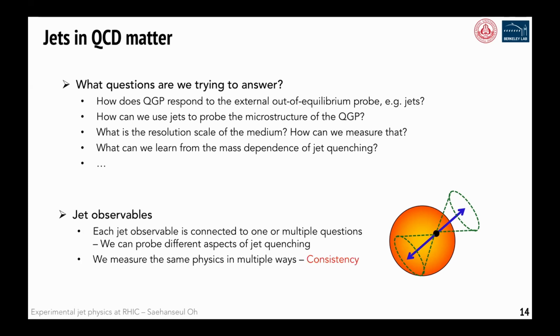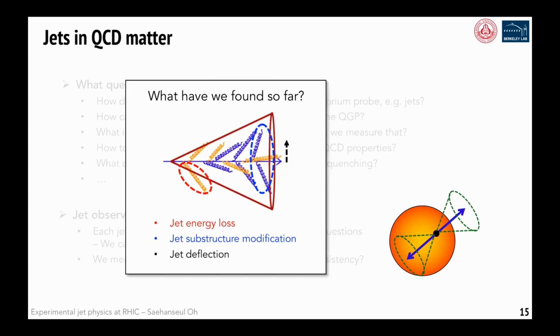And there are many jet observables, and each jet observable is connected to one or multiple questions above. So we can probe different aspects of jet quenching with the many jet observables. But in the end, we measure the same physics, the jet quenching physics, in multiple ways. So the important keyword is consistency. By measuring different observables associated with jets, are we seeing a consistent picture of jet quenching or not? That's the keyword.